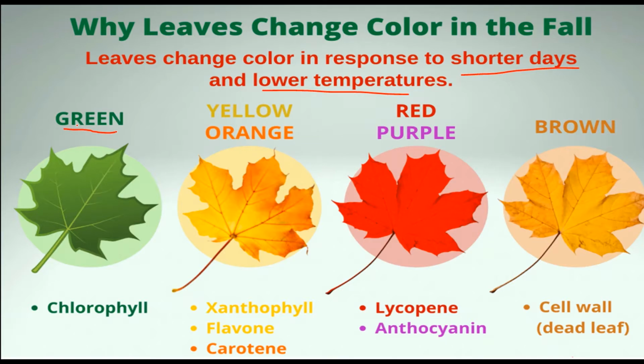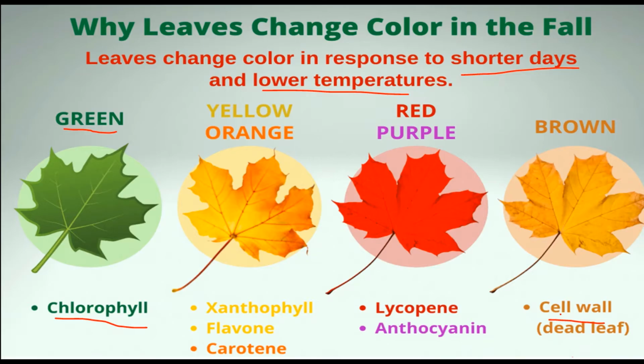Okay, so when the leaf displays a green color, it is because of the chlorophyll pigment. If yellow, then xanthophyll or flavone is present. If orange, then carotene is present. If red, then lycopene is present. And if purple, then anthocyanin pigment is present. And if it is brown, then it represents that the leaf is dead. Understood? It is just an example of a leaf. It is different in the case of all the food products.